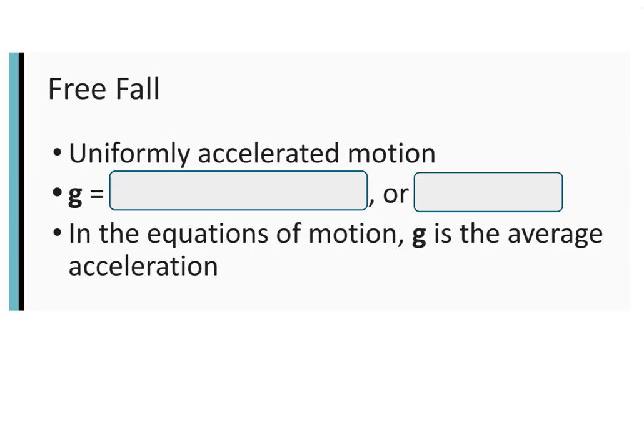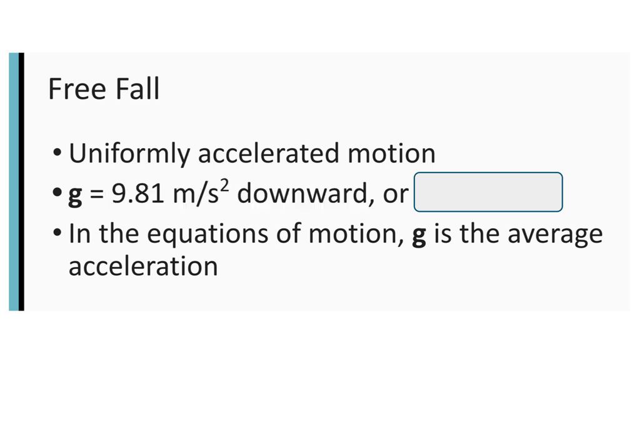Here, free fall, uniformly accelerated motion. This is based off of gravity. We are using the gravitational pull based on meters per second squared. If I said meters per second squared, what is that representing? Those units tell you it is what? Acceleration. So 9.81 meters per second squared. You'll often see it as 9.8.